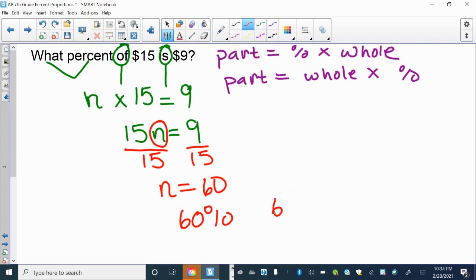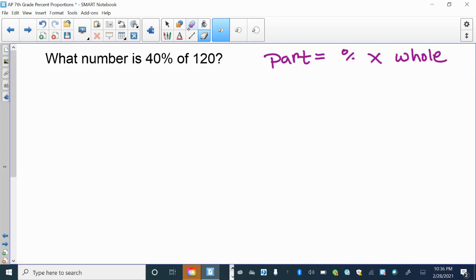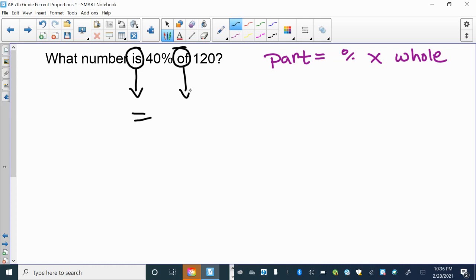So 60% of $15 is $9. Let's try another one. Equation formula here, and I'm going to look for my keywords. Is and of. Is represents equal, and of will represent my multiplication.